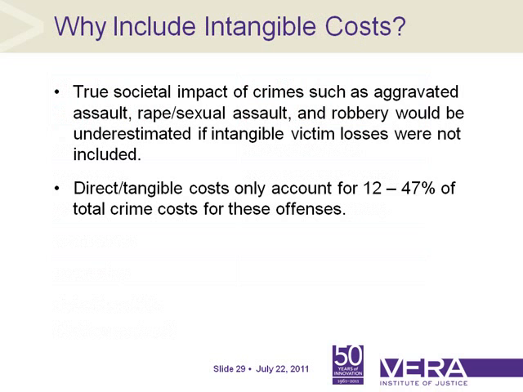So why do we want to include intangible costs? Economists will argue that particularly when you're doing a benefit cost analysis, you should try to represent the societal perspective. And the societal perspective takes into account costs incurred by any member of society. It doesn't just focus on the more narrow perspective that is the taxpayer or the criminal justice agency. We want to look at the full impact on society. And keeping that in mind, the impact of crimes, particularly more violent offenses like aggravated assault, rape, sexual assault, robbery, would be underestimated if we ignored the intangible victim losses. In fact, we found in this 2010 study that the direct costs really only account for about 12 to 47% of the total crime costs for the offenses that we considered in this paper. So more than 50% of the costs of crime are made up by these intangible losses.